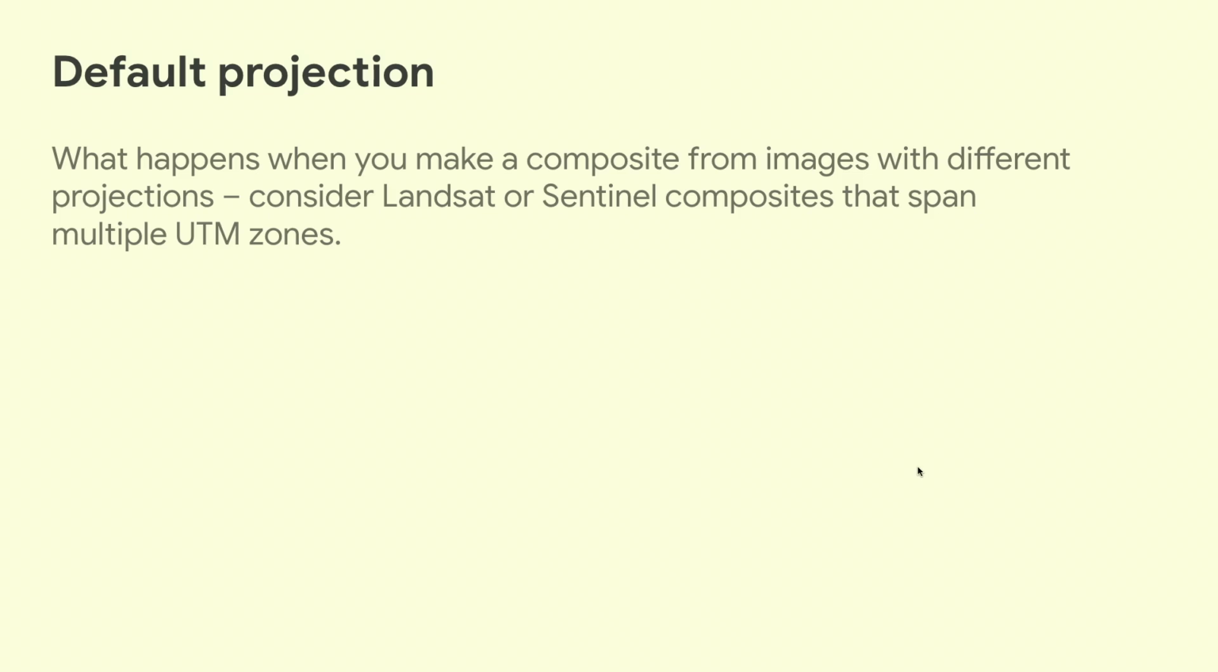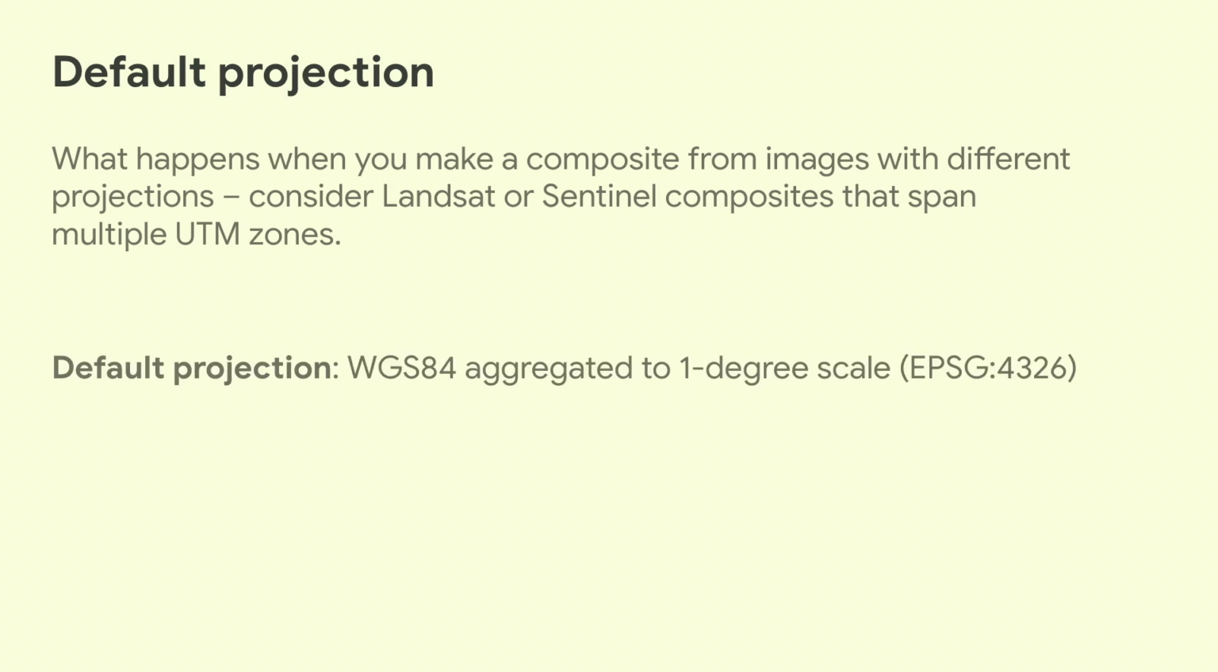If you don't specify it, you can get strange results. There's a default projection that catches people sometimes. Consider the case where you make a composite of Landsat images over a large region that includes multiple UTM zones. What UTM zone is it supposed to give you in the end? It doesn't know unless you specify it, but it has to show you something, so it picks a default projection, and that happens to be WGS84, and the pixel size is 1 degree.